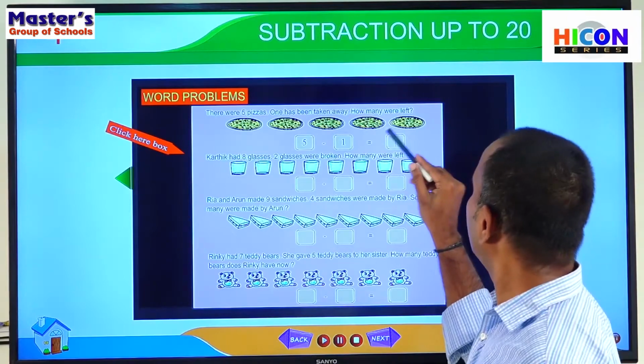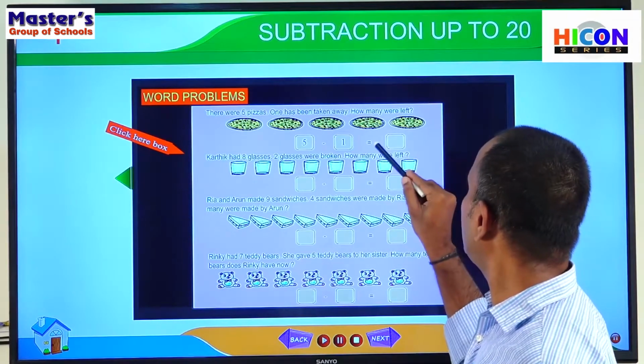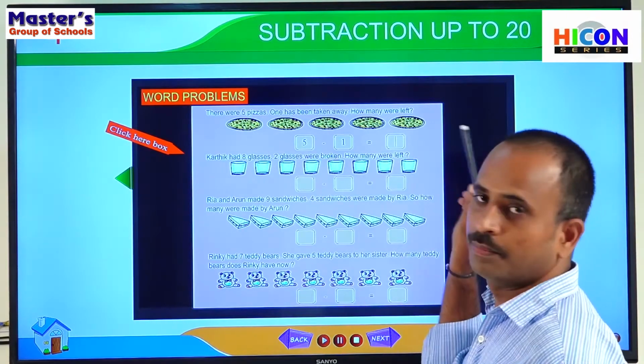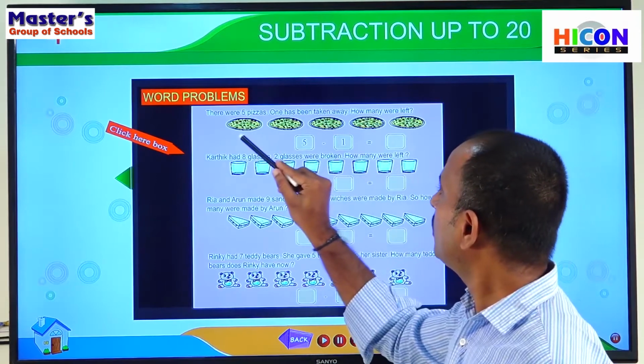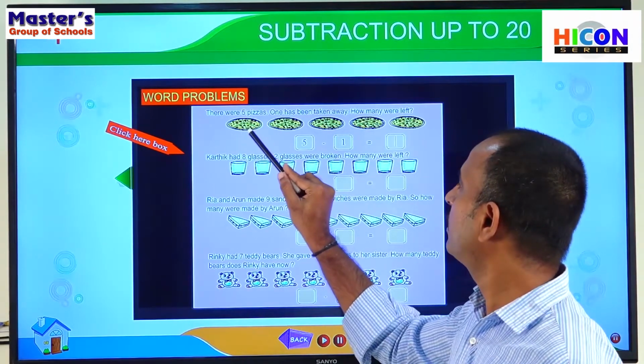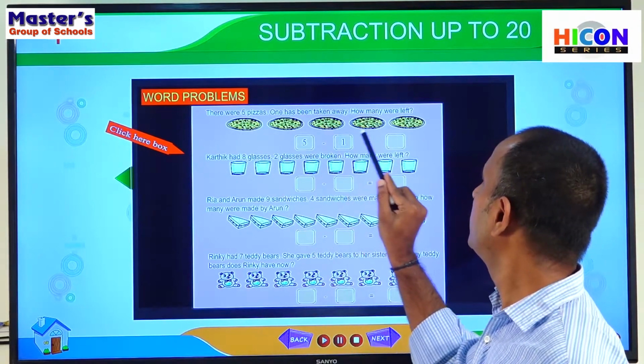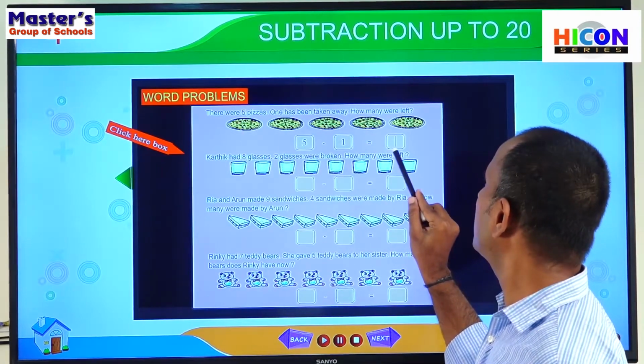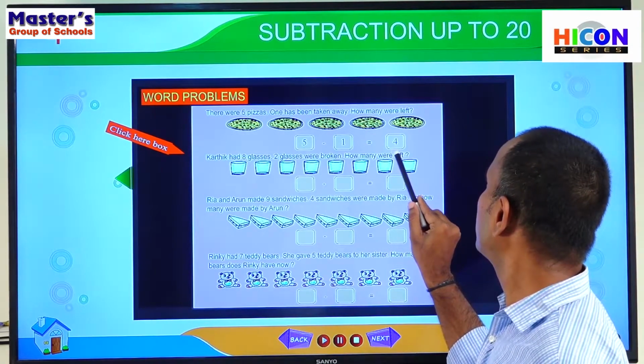So taken away 1 pizza, that means strike off 1 pizza among 5 pizzas and start counting how many are left there. 1, 2, 3, 4. So 4 pizzas are left there. So write 4 in this box.